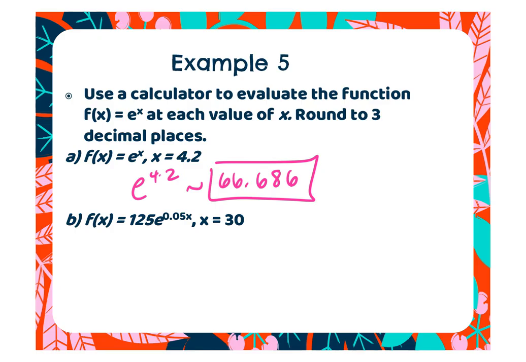B says 125 e to the 0.05x, and x is 30. So I literally type in 125 e to the 0.05 times 30, and your calculator can do all of that at once. 125, second ln, 0.05 times 30. Just be careful and make sure you put the decimal in the right spot. This is 560.211.